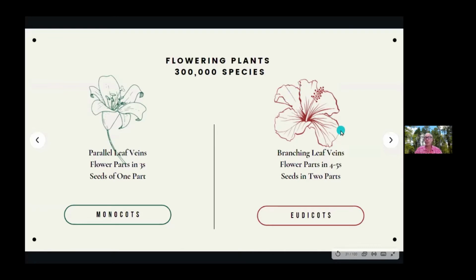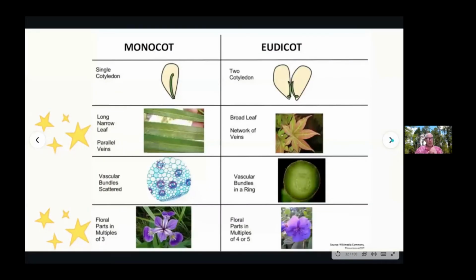We can count 1, 2, 3, 4. This is actually 5 petals, 1 and 2, 3, 4, 5. But even if it was 4, you could see. And the branching leaf veins. All right, we're going to focus in on that over and over again until I hope you've got it really clear. The main division of the flowering plants, monocots and eudicots.